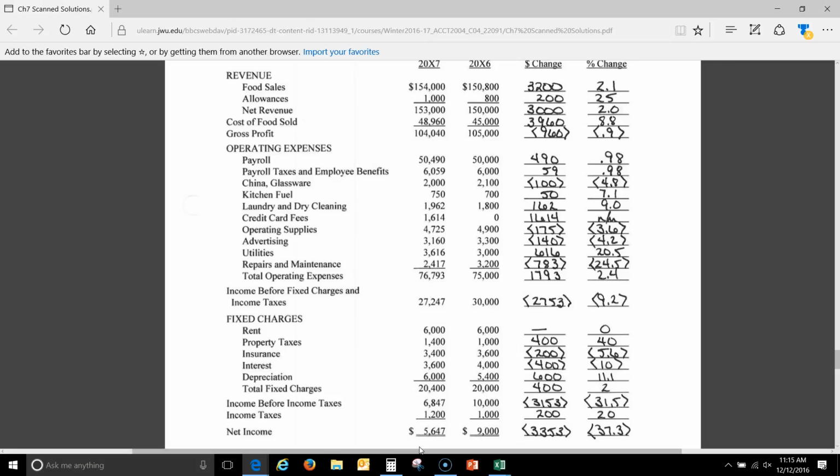There's one other thing on here in this operating expenses group that's concerning me just a little bit. Advertising? No. I heard it. The laundry and dry cleaning. So what in the world happened there?